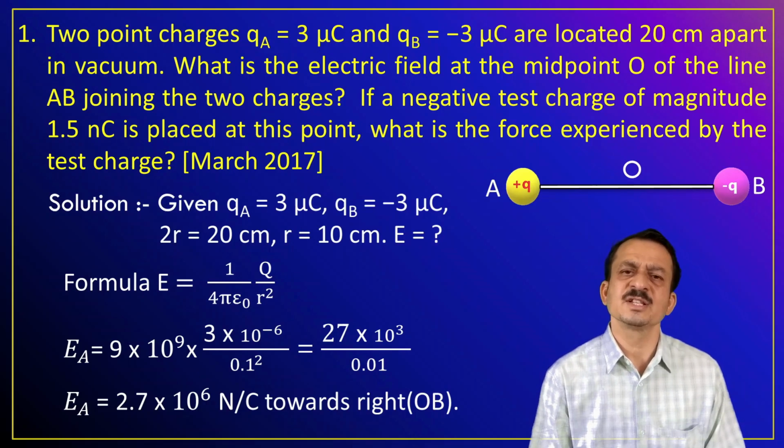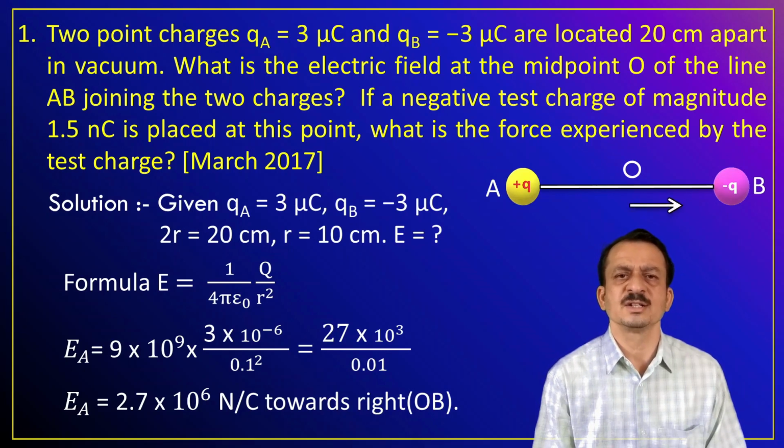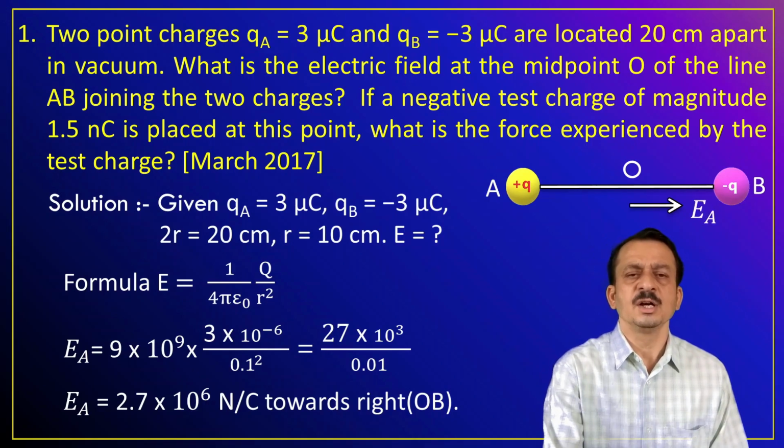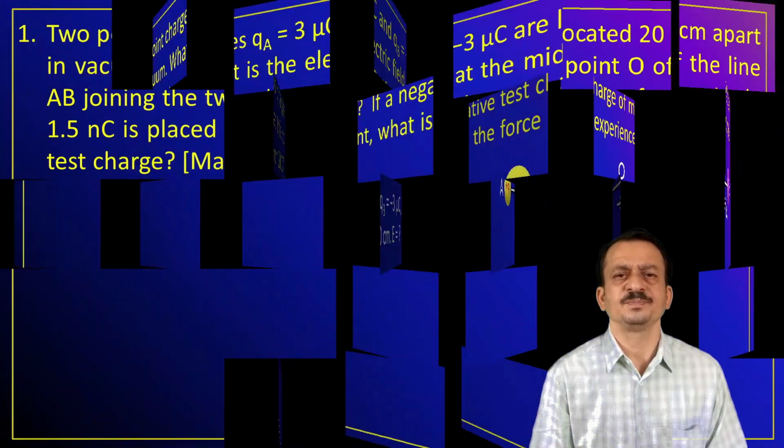Now what is the direction of this electric field? Since it is a positive charge, the direction is radially outwards. That means the direction is along OB, or towards the right side, as shown in the diagram. This is one. Next we will consider the negative charge.